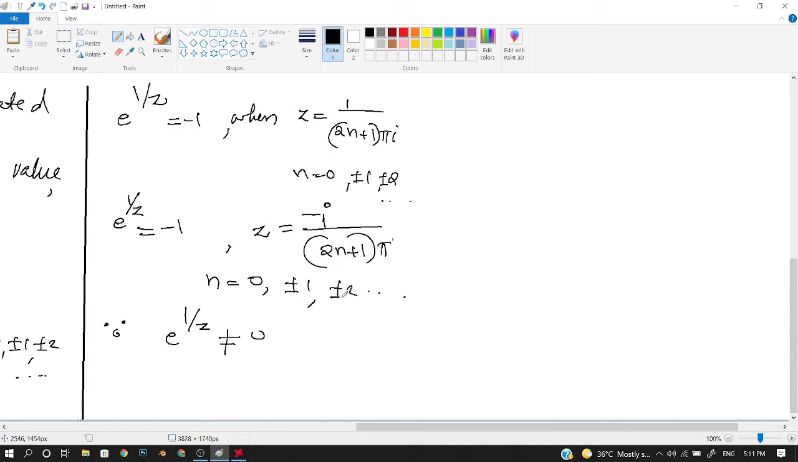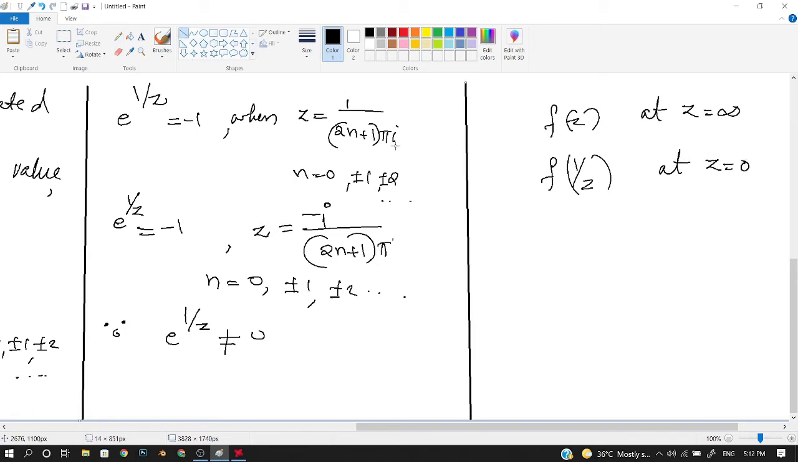Now, for studying the behavior of f of z at z equal to infinity, it is enough to study the behavior of f of 1 by z at z equal to 0. So this is a very important point. In order to study the behavior of the function f of z at z equal to infinity, it is enough to study the behavior of the function f of 1 by z at z equal to 0.